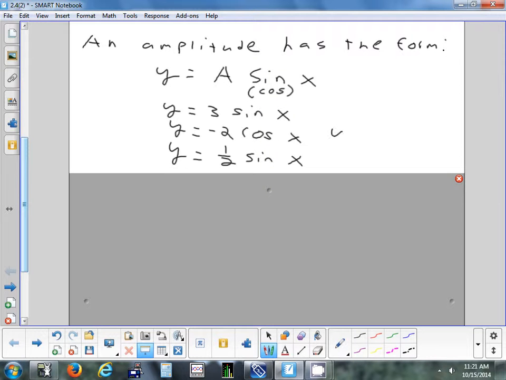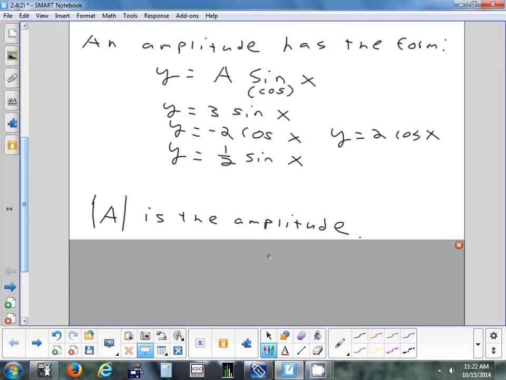So if I got rid of the negative and gave you this problem, negative 2 cosine x and positive 2 cosine x, there's no difference in the amplitude. They have the same amplitude. But when you actually draw the picture of it, the negative is going to change the picture. So that's important to understand. Negative won't affect the amplitude, but it will affect how you draw it. And we'll go through that. And the reason it doesn't affect the amplitude is because if you want to know the amplitude, you take the absolute value of the number in front.